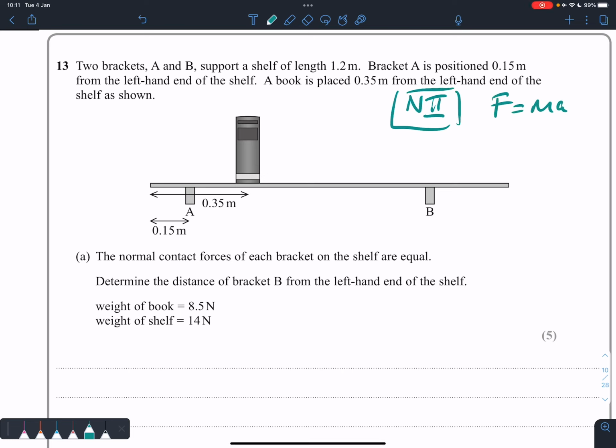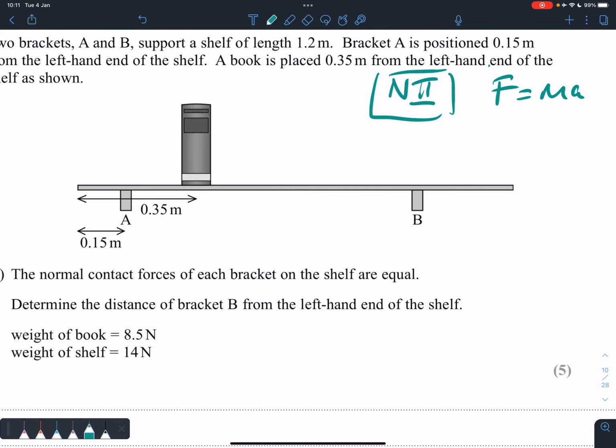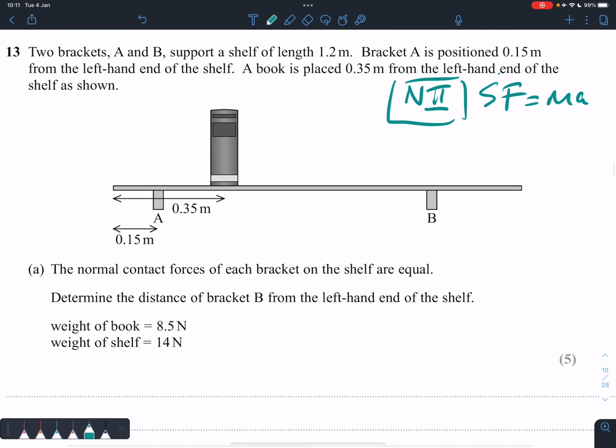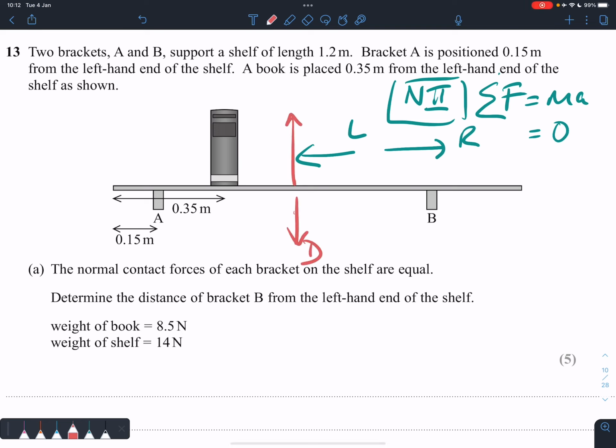And the sum of the forces on the whole thing is equal to ma, and in this case the whole thing is not accelerating, so it equals 0. So that means the force left is equal to the force right. Now we don't care too much about the force left and right, but we do care about the other directions, which are the up and down forces. So you'll have a force down, which will be equal to the force up.